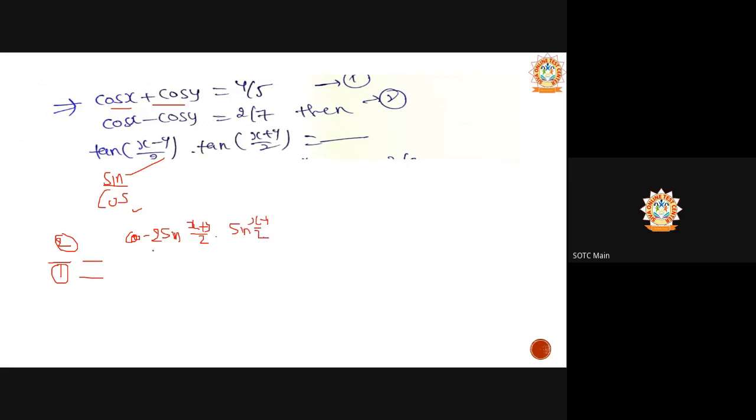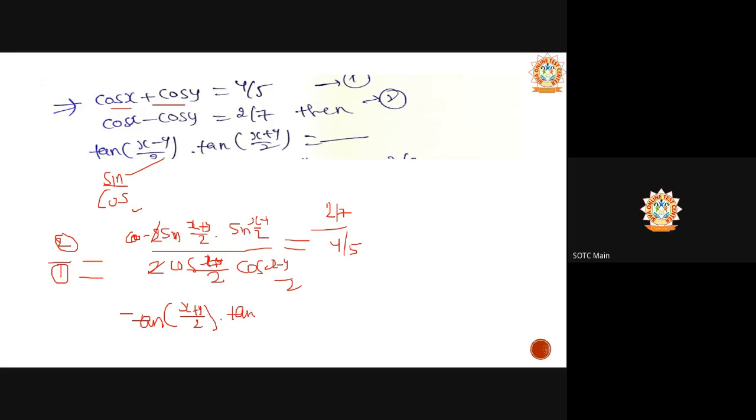Clear? Divided by 2 cos x plus y by 2, cos x minus y by 2. These two will get cancelled. So it is equal to 2 by 7 divided by 4 by 5. Right? So now what will it become? Minus sin of x plus y by 2 by cos of x plus y by 2, that will become tan of x plus y by 2. So into here it is tan of x minus y by 2. Do this 2 by 7 into 4 by 5, that is 10 by 28. If you take this minus to this side, it will come minus 10 by 28. If you solve further, it will come 5 by 14, that is minus 5 by 14.